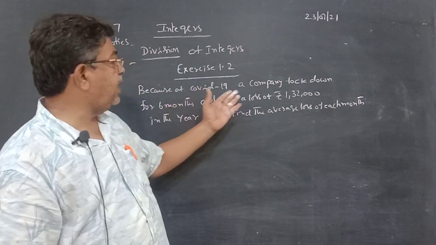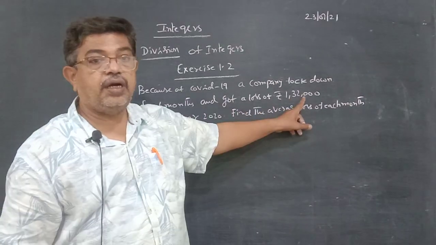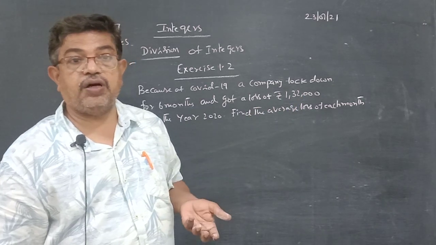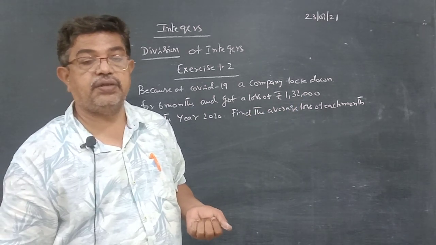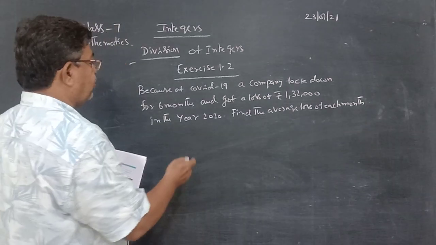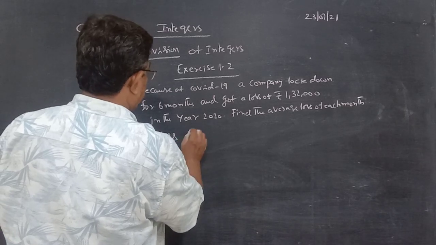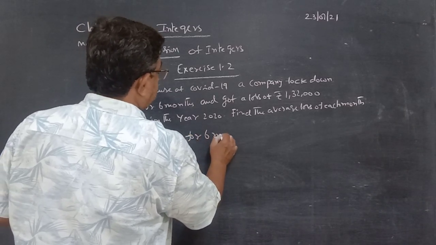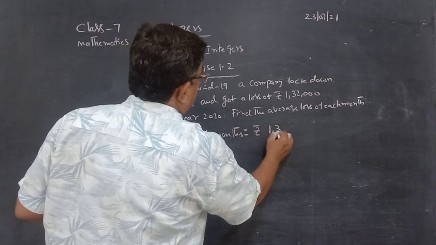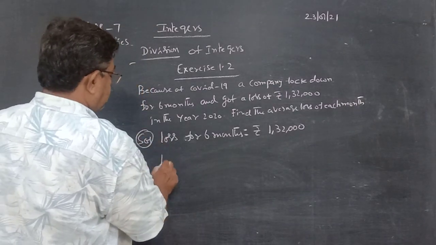Clearly mentioned, COVID-19, a company locked down for 6 months and incurred a loss of 1,32,000. For 6 months, the company lost 1,32,000 rupees. On the average, what is the loss of each month? So I try to write this. Loss for 6 months is equal to rupees 1,32,000. I start the solution.